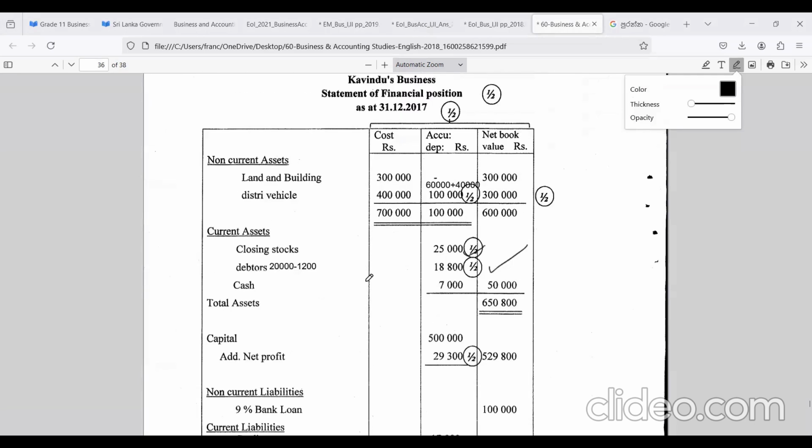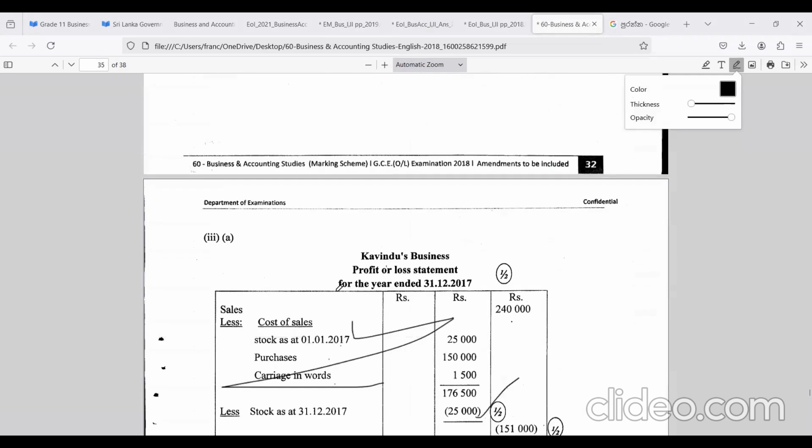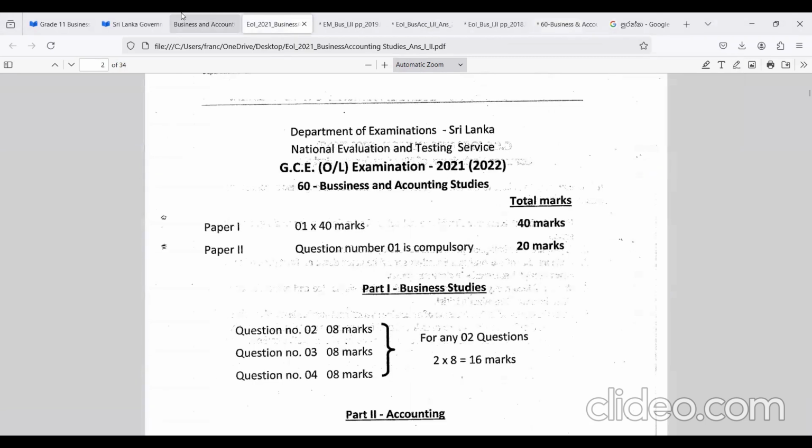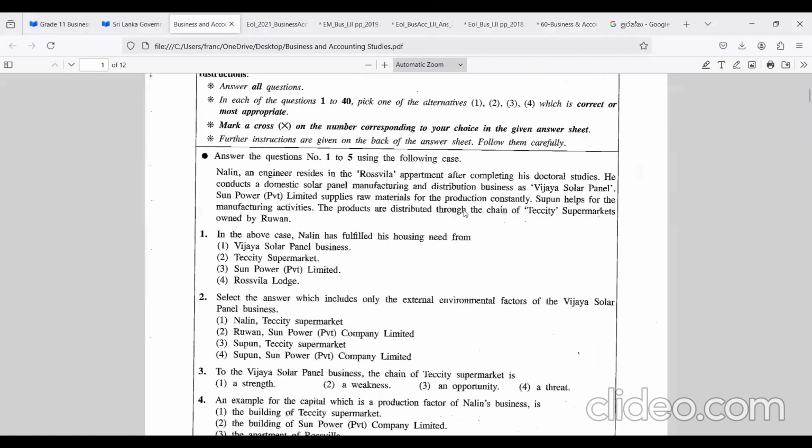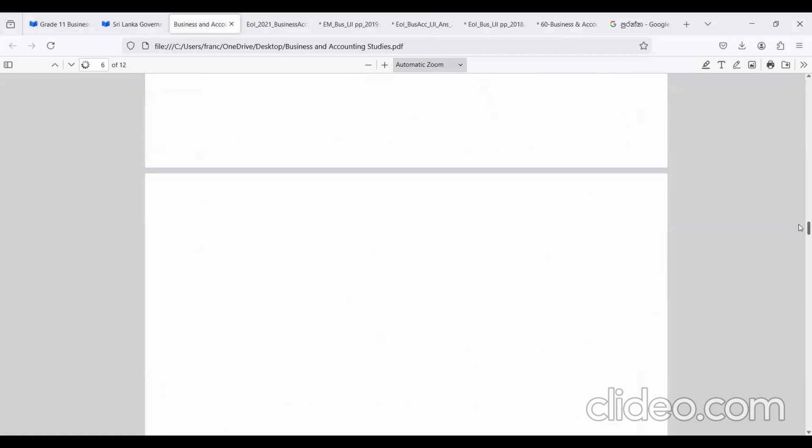So I don't think there is any other complex thing in this paper. Now I am moving to another paper which is 222. I think this is the very recent paper.